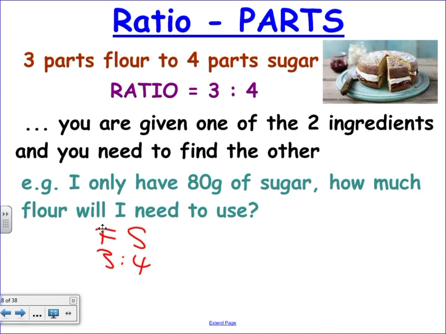This time, when I read the question, I realise I'm not being given a total. It says, I only have 80 grams of sugar. So where does that 80 live then? What's that 80 all about? Is that 80 the total of all the ingredients combined? No, it says I only have 80 grams of sugar. How much flour do I need to use?